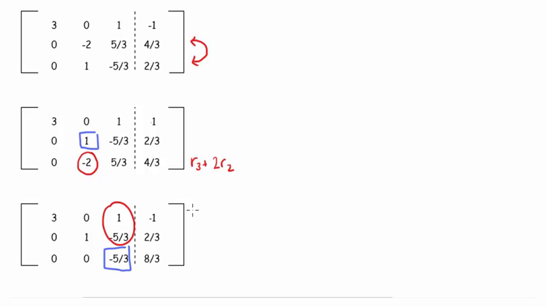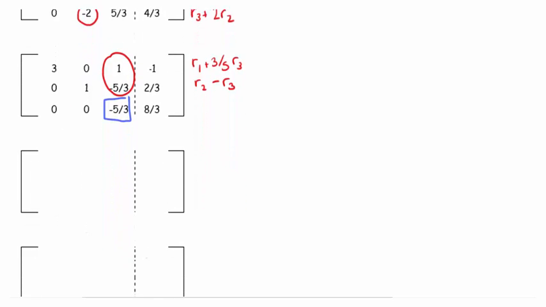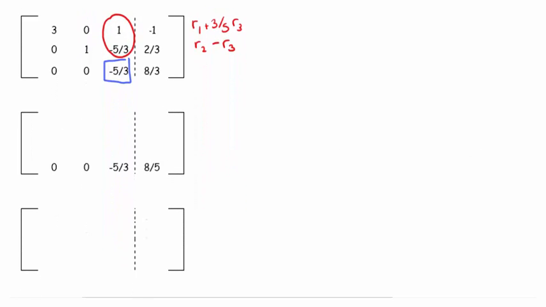We want row 1 plus 3/5 of row 3 and row 2 minus row 3. The third row isn't changed, but in the first and second rows we've now got our two zeros here. At this stage we want to multiply the third row by minus 3/5 so that we get a 1 here, and we can read off the result for z directly. That gives us the result here, z equals minus 8/5.